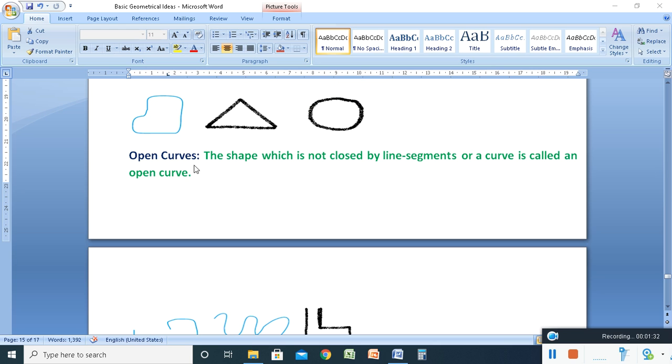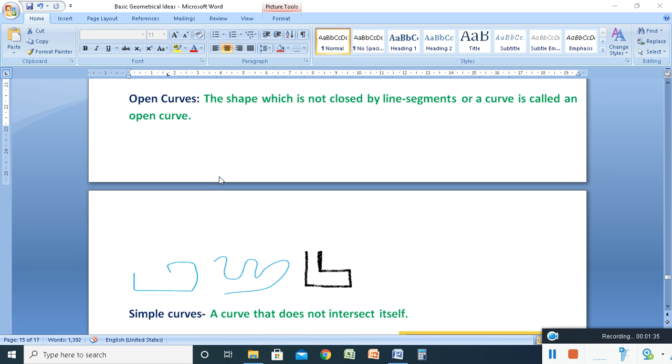So the next type is an open curve. An open curve is a shape which is not closed by a line segment or a curve. So it should not be closed. It is like an open shape. Okay, so these are the pictures under open curves.